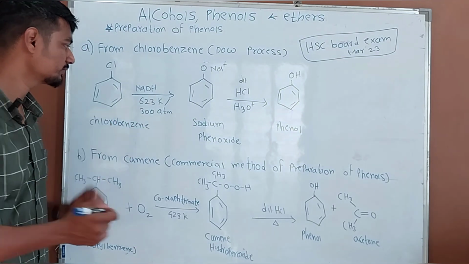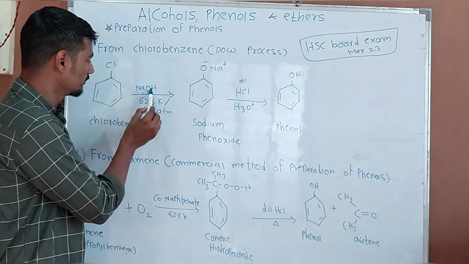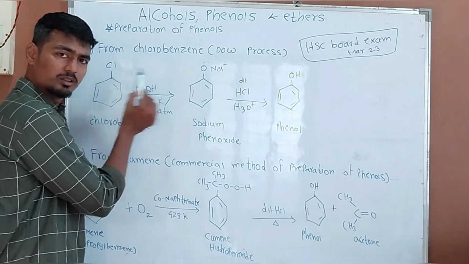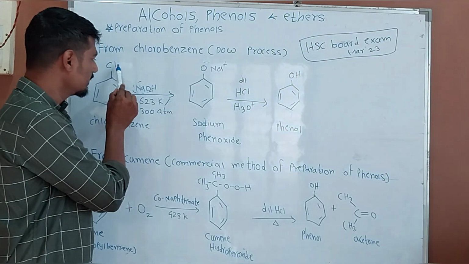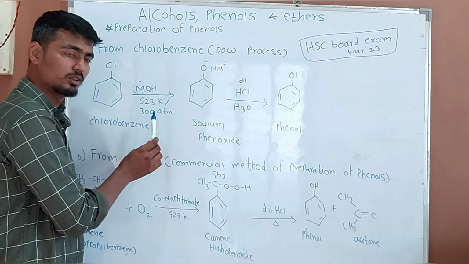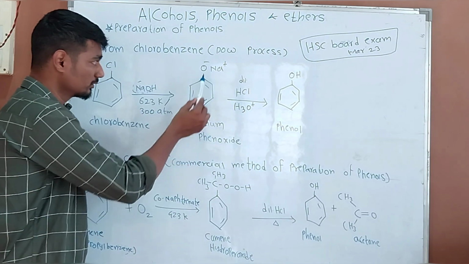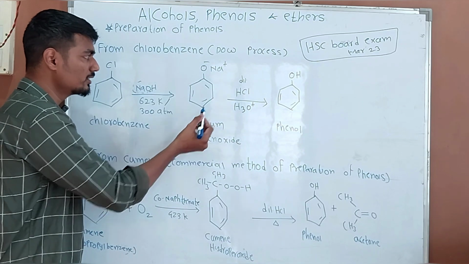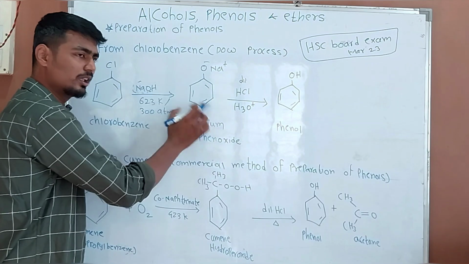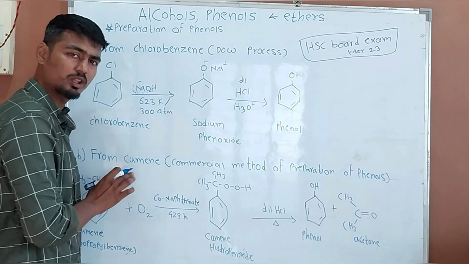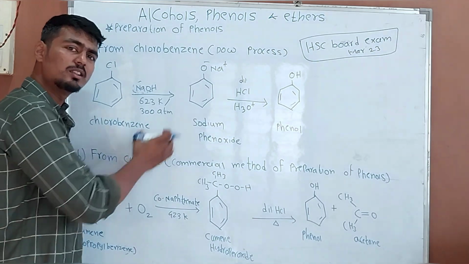So what will happen? This NaO group will attach to the benzene ring like this, O minus Na plus, and this Cl and H will be removed. We are not writing HCl here. So what we will get? O minus Na plus on benzene, which means sodium phenoxide. Why? Sodium is there, phenyl ring is there and oxygen is there. So we get sodium phenoxide, and what is removed? H and Cl, so HCl is there.